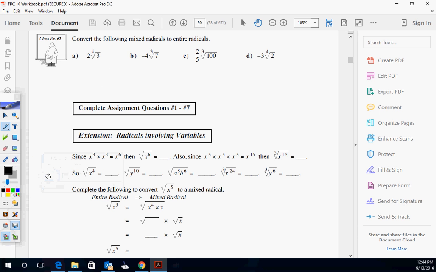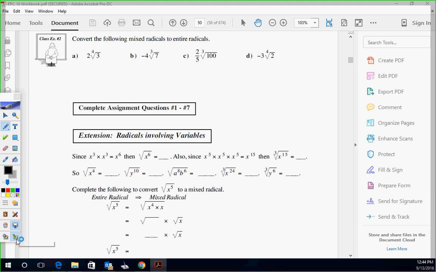Okay, let's just go through. So again, this is the index. That's what we're going to be doing with the mixed radical here. So we're going negative 4 cubed times 7, all under the cubic radical now. That's the calculation you're doing. So negative 4 cubed is negative 64, times 7, and that's going to be negative 448. And that's all.